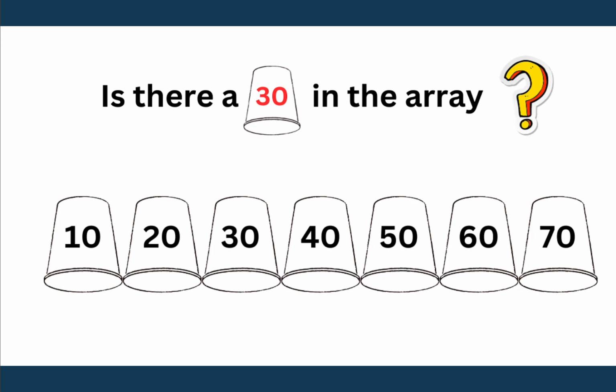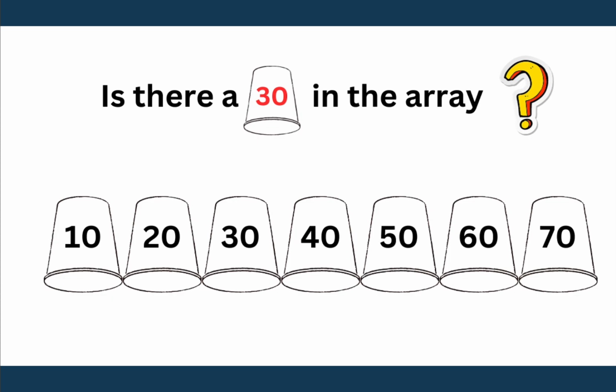So here I have an array of numbers, right? 10, 20, 30, and so on. So maybe my goal is to find if 30 is in that array. I want to find that 30. Is it in there? So that would be the question. So how would this algorithm work?